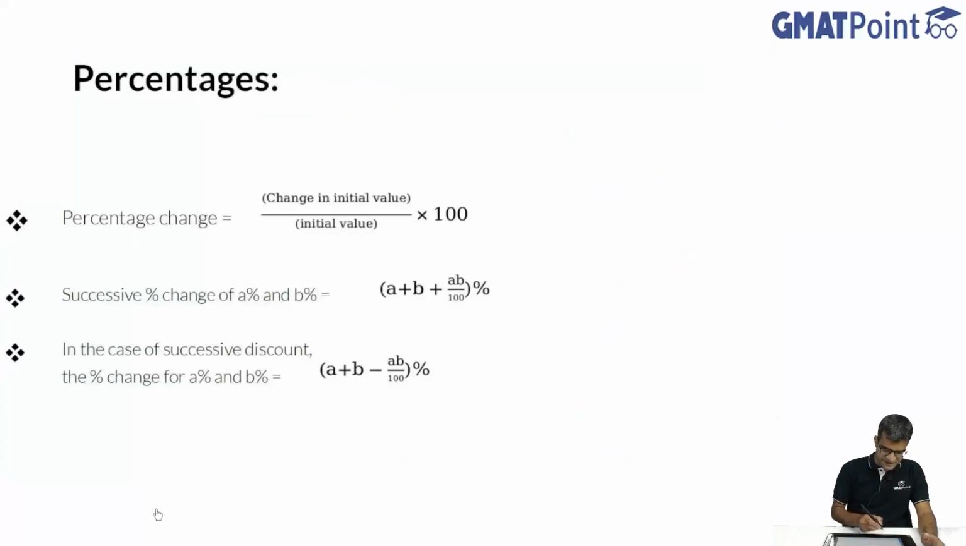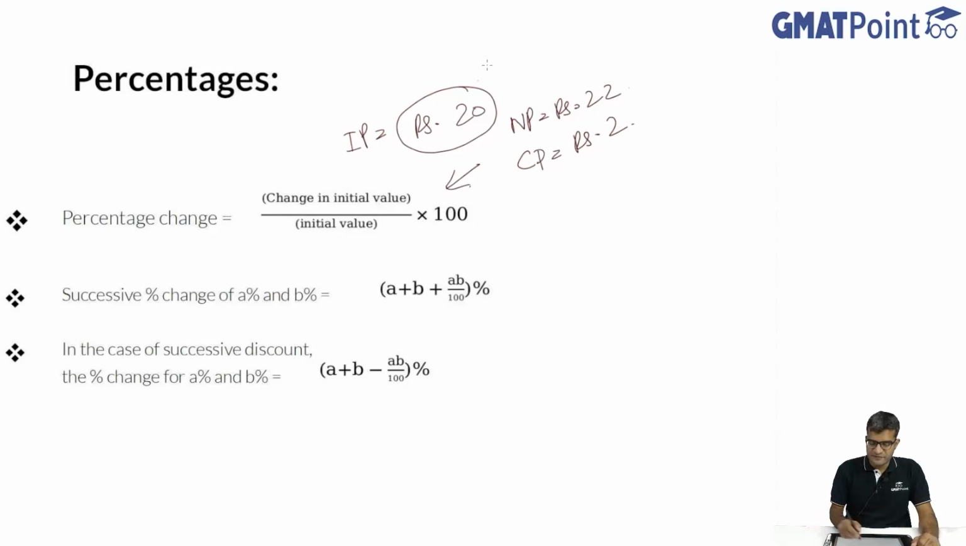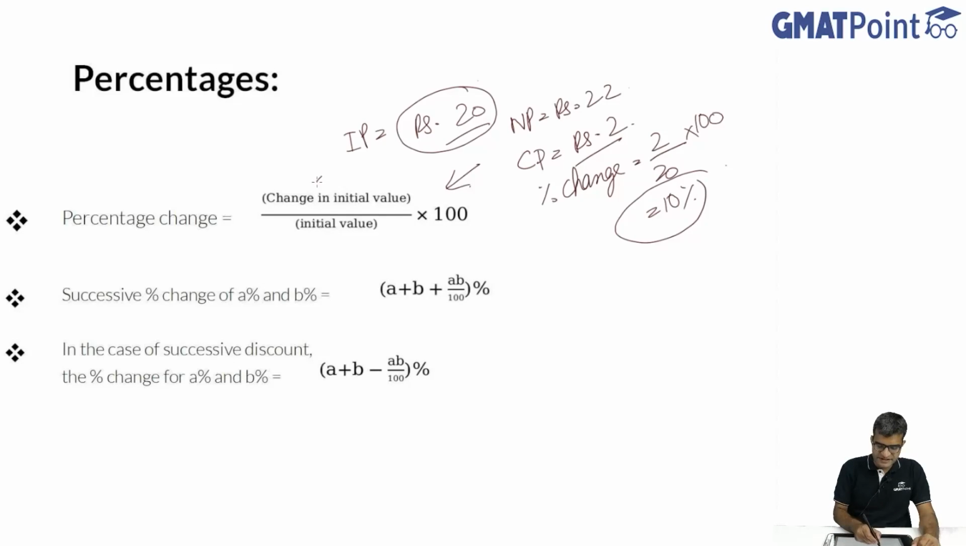Let us look at the first formula. This will be based on percentages. Now, the way percentage change is defined is the change divided by the initial value into 100. For example, if you are told that initially a shirt is worth say 20 rupees. This is the initial price. Now this price changes and now the new price is say rupees 22. This would imply that the change in the price is rupees 2 and the initial price is 20. Therefore, the percentage change is equal to 2 divided by 20 into 100, which is equal to 10%. This is the definition of percentage change.